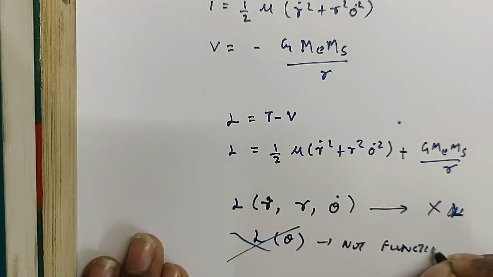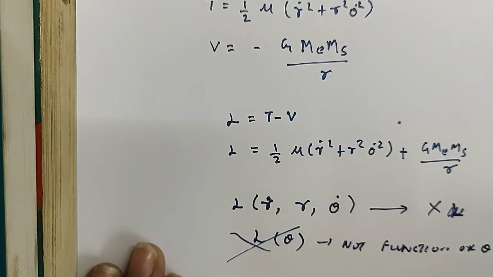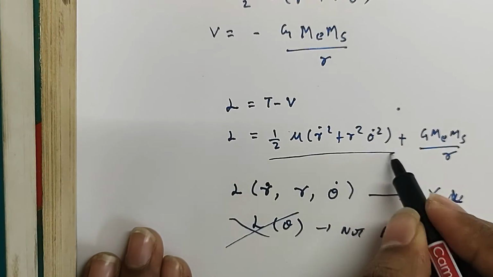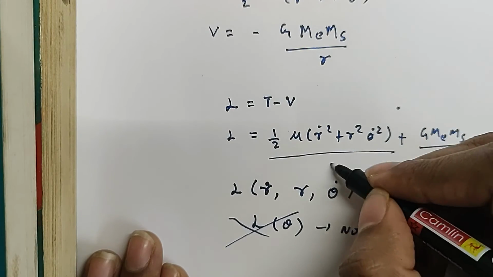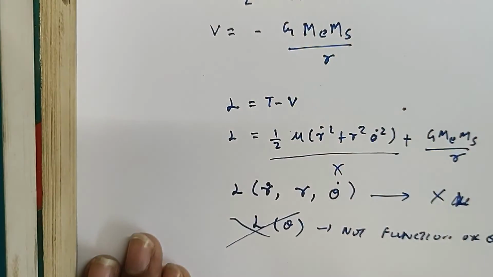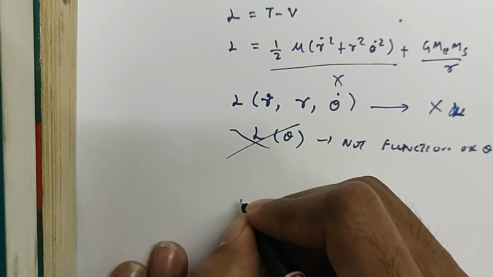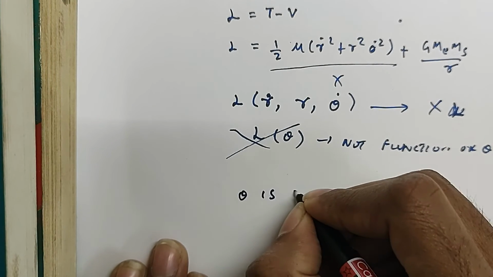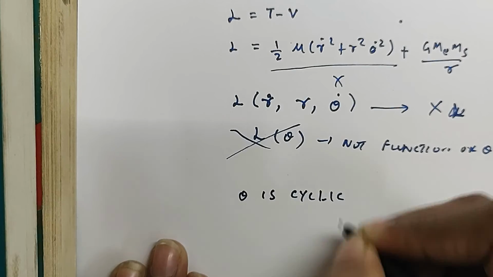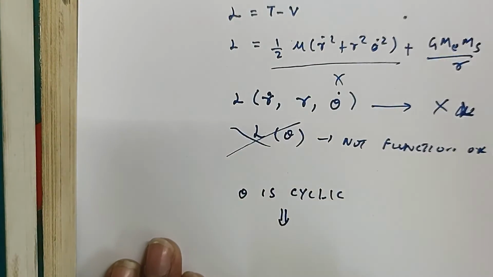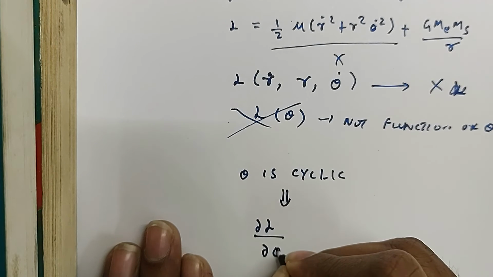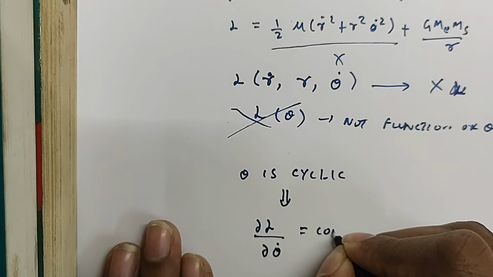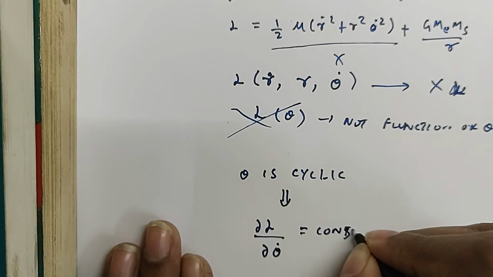Can you see theta appearing anywhere? Theta dot is appearing, yes, but theta, no appearance of theta. As a result, theta becomes a cyclic coordinate. So that means the corresponding conjugate momentum is conserved, or it's constant.